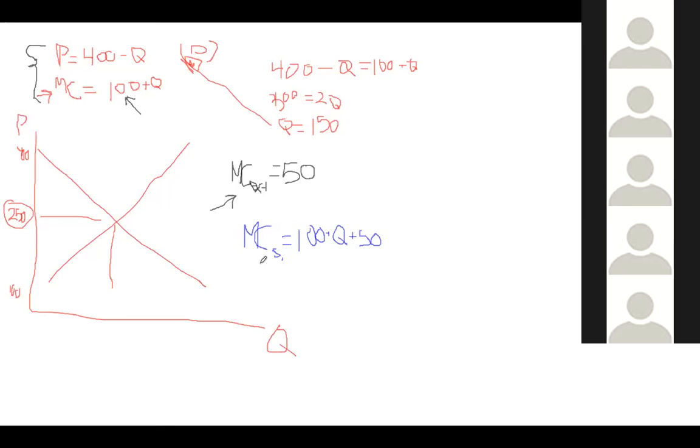So now we have a new marginal cost equation. I'm just adding that 100 to 50 straight out. So the marginal social cost is 150 plus Q. Everyone with me? And that's going to look very similar to our supply curve, just with an upward shift, because now we're accounting for that pollution. Questions so far?